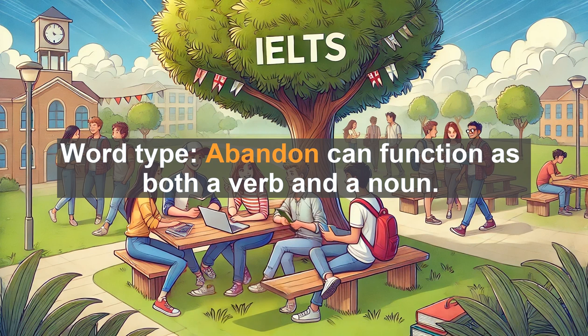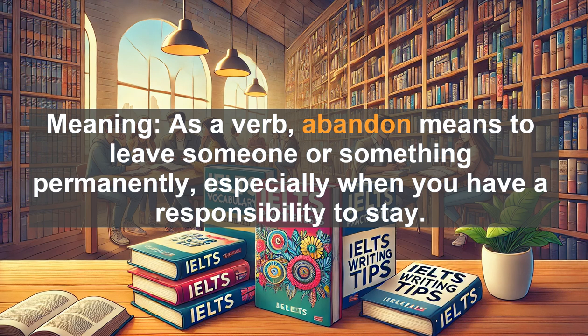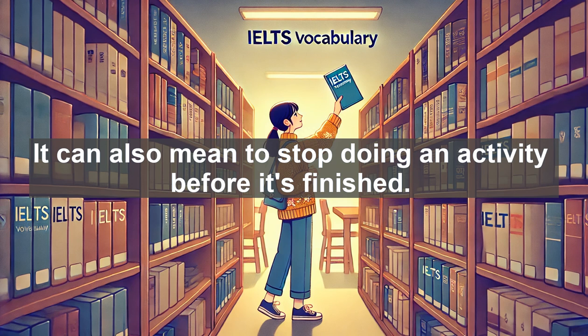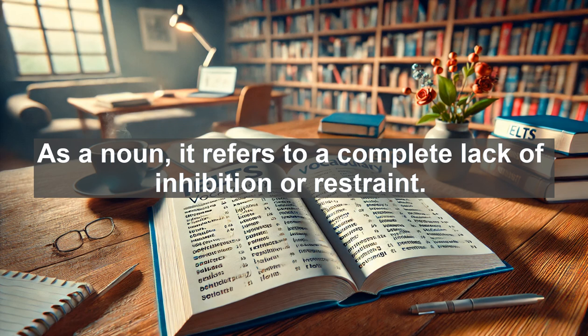Word type: abandon can function as both a verb and a noun. Meaning: as a verb, abandon means to leave someone or something permanently, especially when you have a responsibility to stay. It can also mean to stop doing an activity before it's finished. As a noun, it refers to a complete lack of inhibition or restraint.